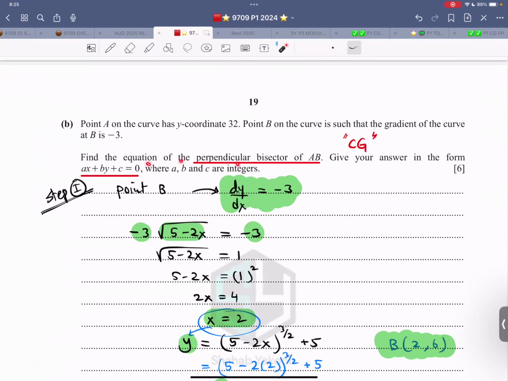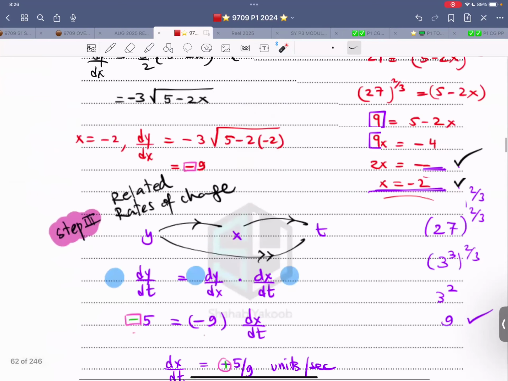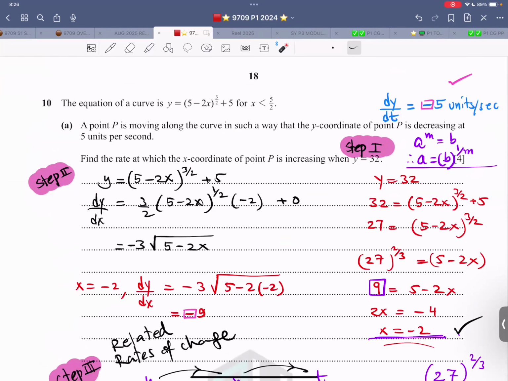Find the equation of the perpendicular bisector of AB. Give your answer in the form such and such, where A, B, C are integers, and this is for 6 marks. Point B, dy by dx is negative 3. That is also evaluated. So be very, very vigilant about what you have done.